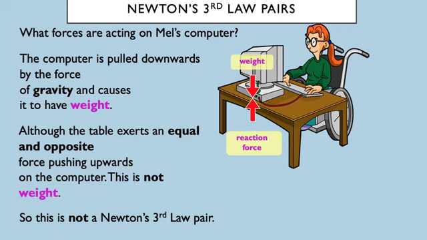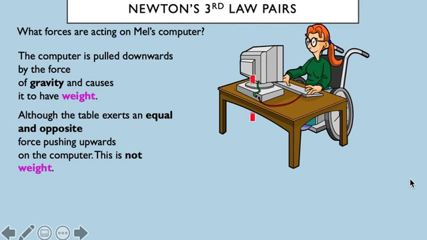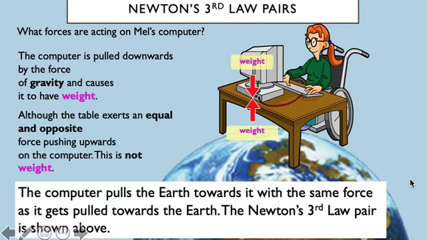So what is causing the weight of the computer? Well, it's this thing, isn't it? It's the Earth. So the computer pulls the Earth towards it in exactly the same way as the Earth pulls the computer towards it. Now, we don't really think about that, and this is one of the things that, when we're thinking about Newton's second law, if I was to drop something, drop a pen on the floor, now the pen would accelerate towards the Earth, wouldn't it? But actually the Earth would want to accelerate towards the pen as well.